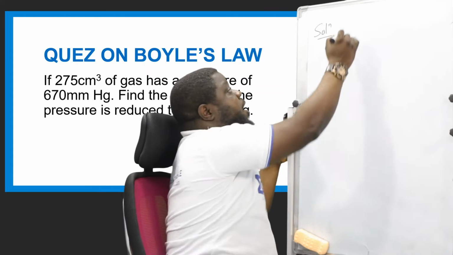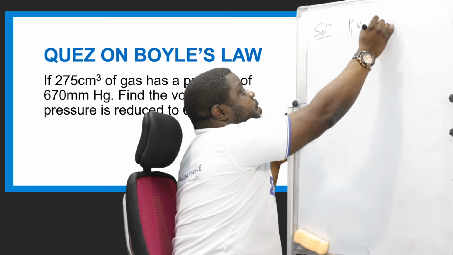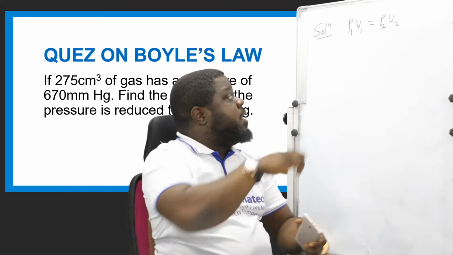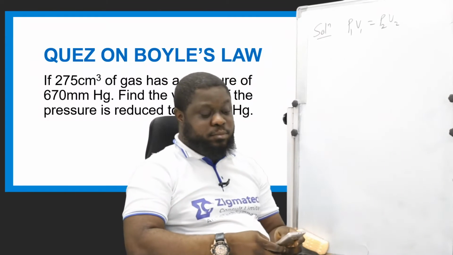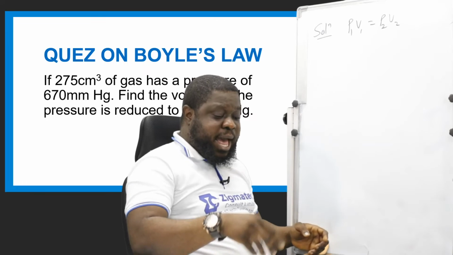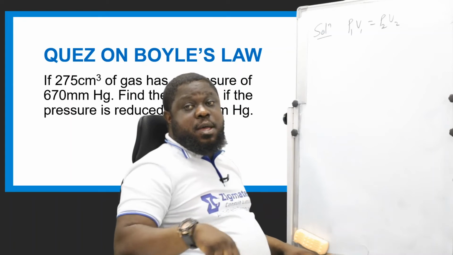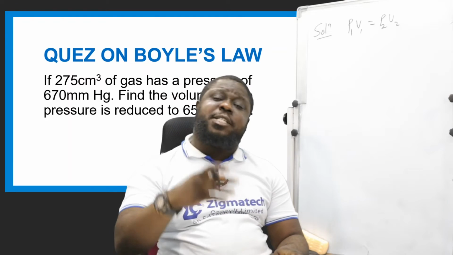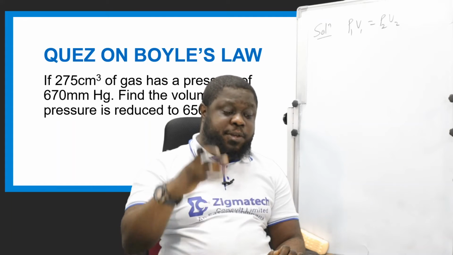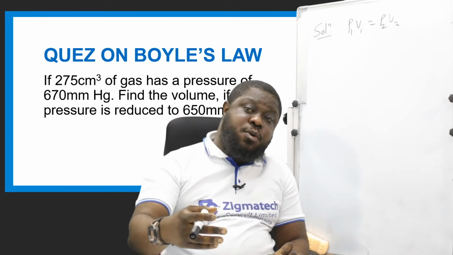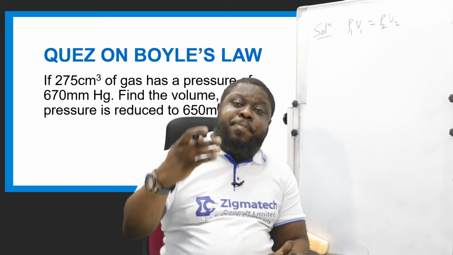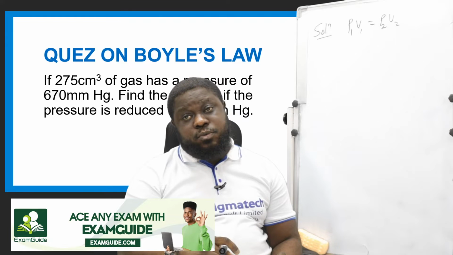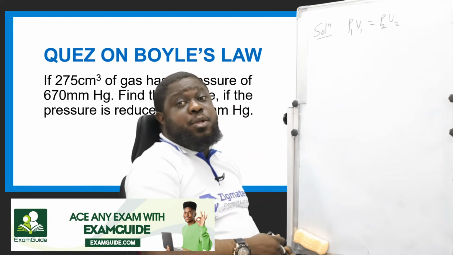We said the formula for Boyle's law is P1 V1 equals P2 V2. In essence, whatever you have here will be equal to what you have here. In every equation, the first volume becomes V1, the second volume becomes V2, the first pressure becomes P1, and the second pressure becomes P2. Now, we say P1 V1 equals P2 V2.